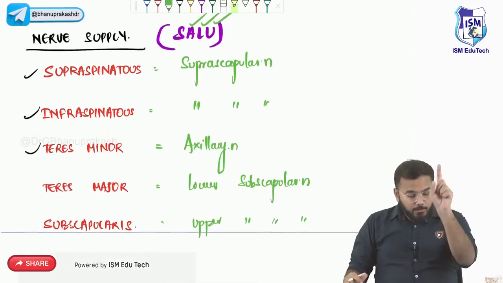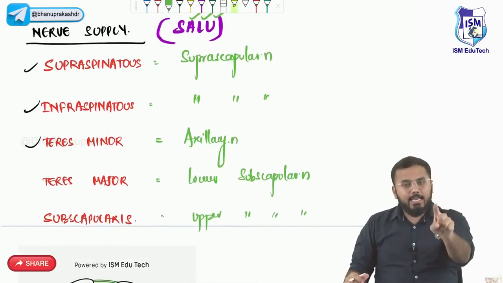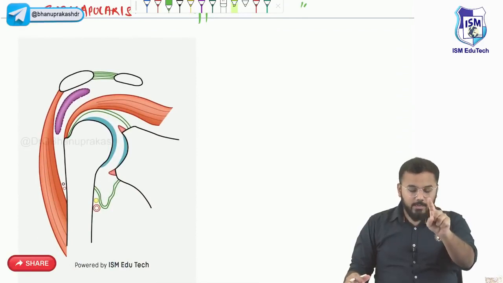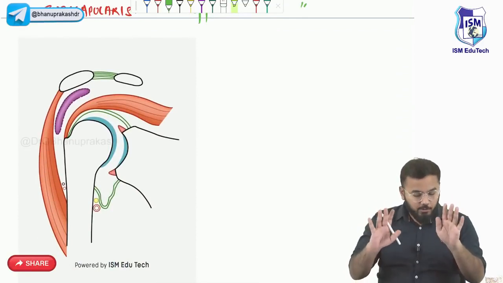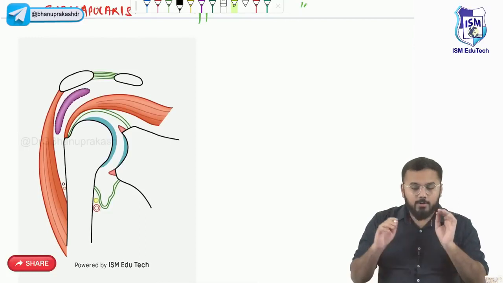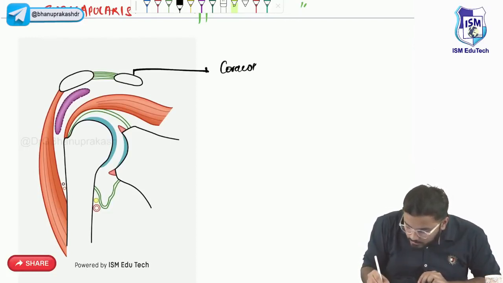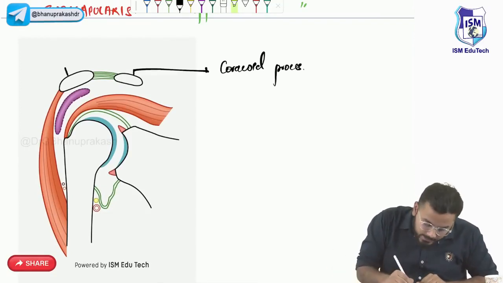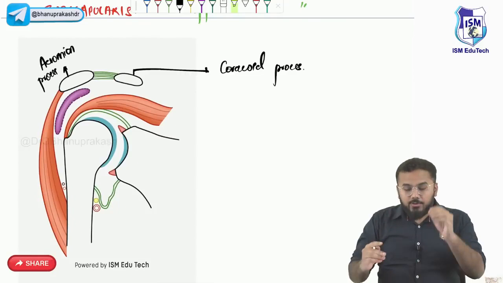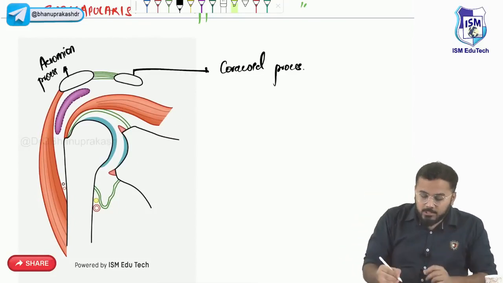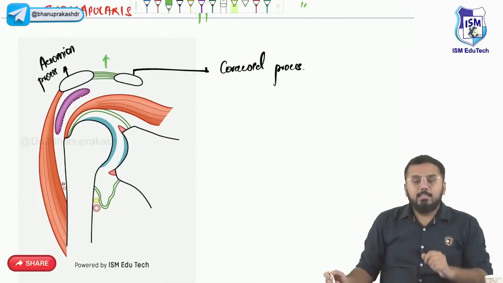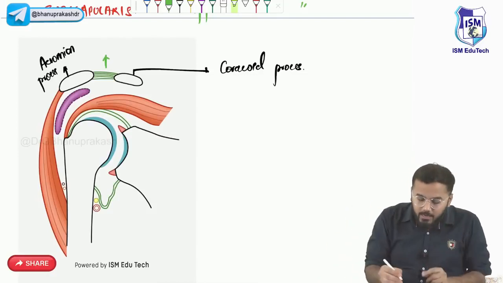Now let us enter into the most important and clinical part. All of you put your pens down. Just look at what I'm writing. This is called as coracoid process. This is called as acromion process. Between the coracoid process and the acromion process, I have got a ligament here. This is called as coracoacromial ligament.